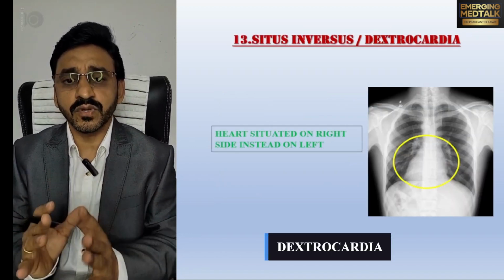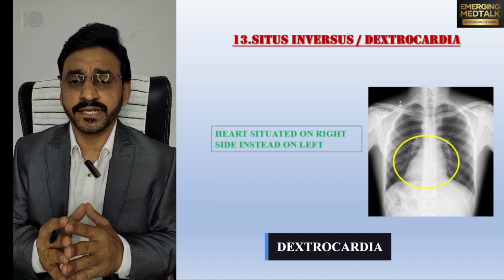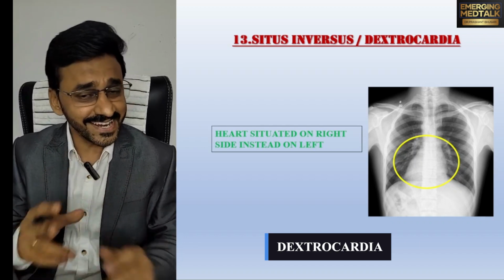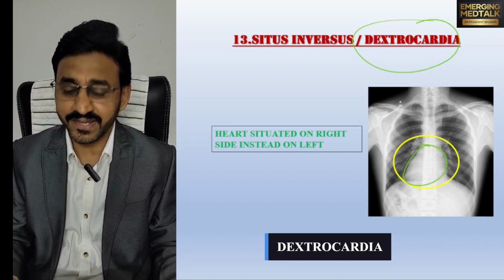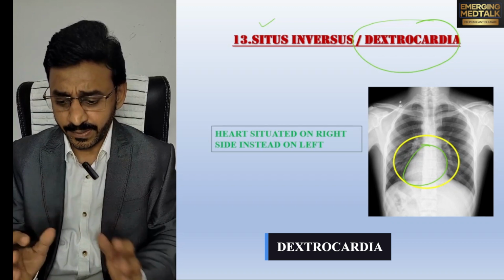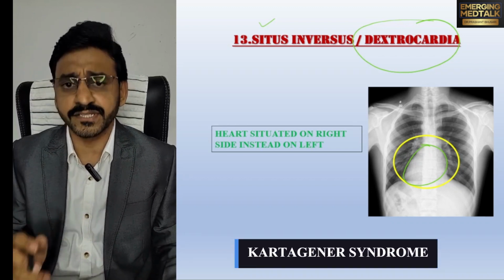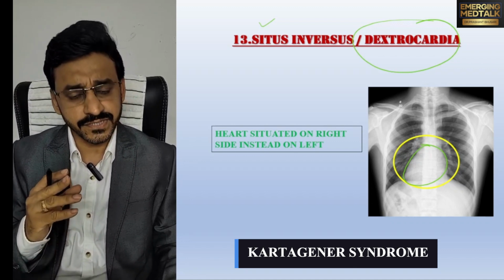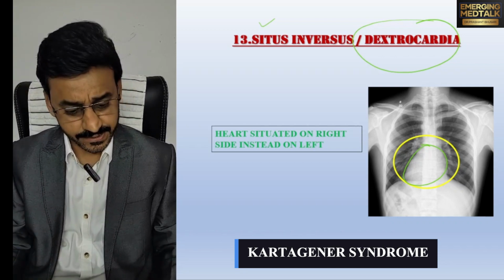Then there is dextrocardia, where normally the major portion of the heart is placed on the left side. If it is placed on the right side, the condition is called dextrocardia. It may be part of situs inversus, and it may be involved in the syndrome called Kartagener syndrome, where there is dextrocardia, ciliary dysfunction, infertility, and infections.